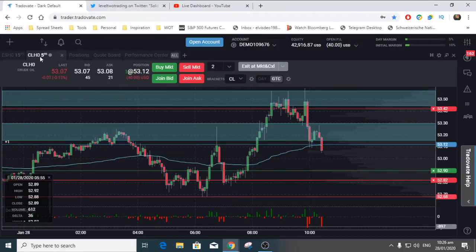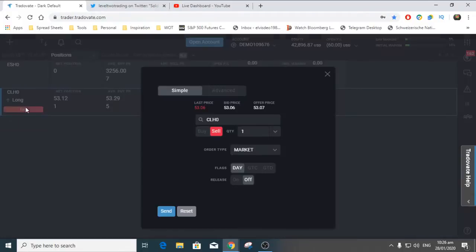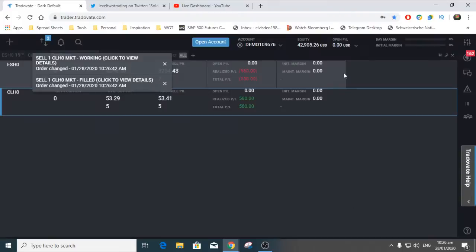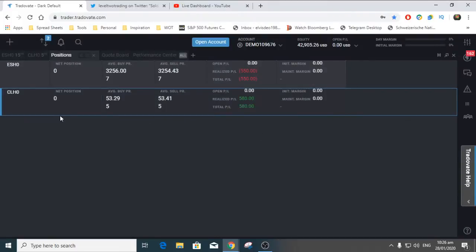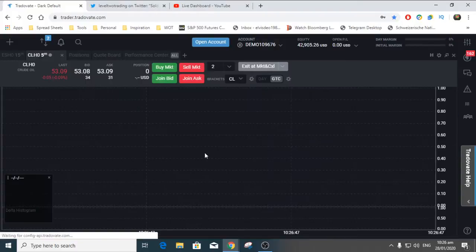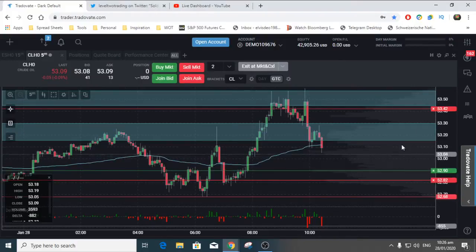Let's see. Profit assume this, exit this position. Send one. We ended up going flat there. Thank God this is the demo. So this is the actual exit here.